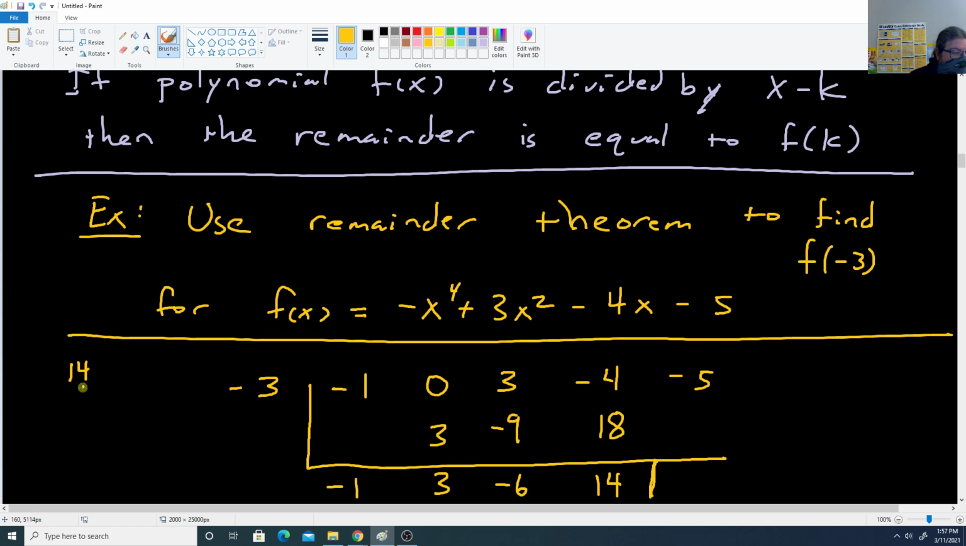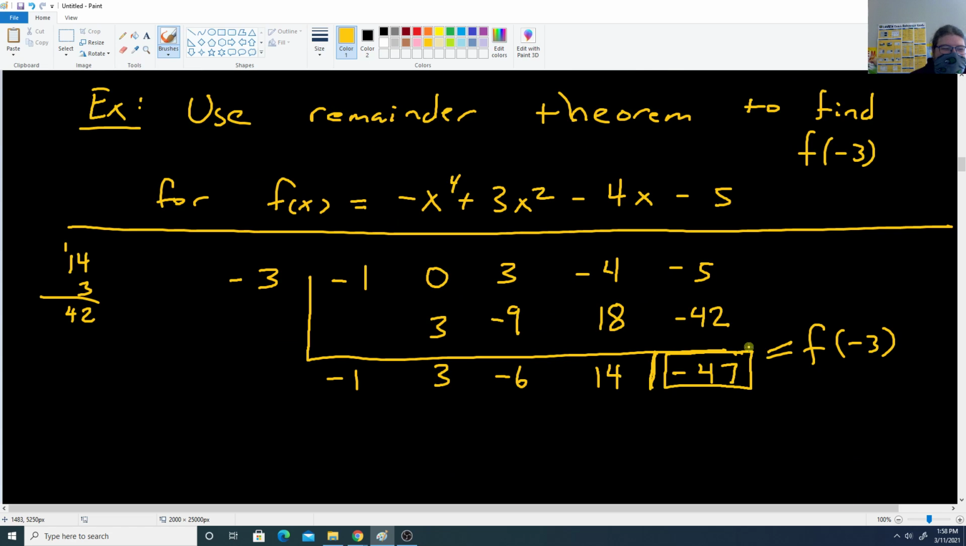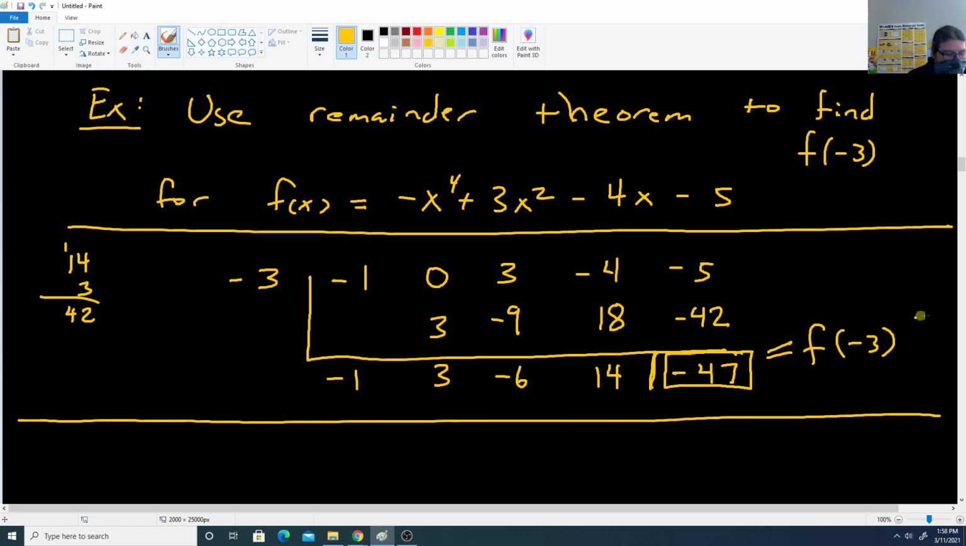We need to do 14 times negative 3. 3 times 14 is 42, so this will be negative 42. So negative 3 times 14 is negative 42. This will add up to negative 47. So negative 47, the remainder here, is what's equal to f of negative 3. So that will be my answer, negative 47. That's how to use the remainder theorem to evaluate f of negative 3.